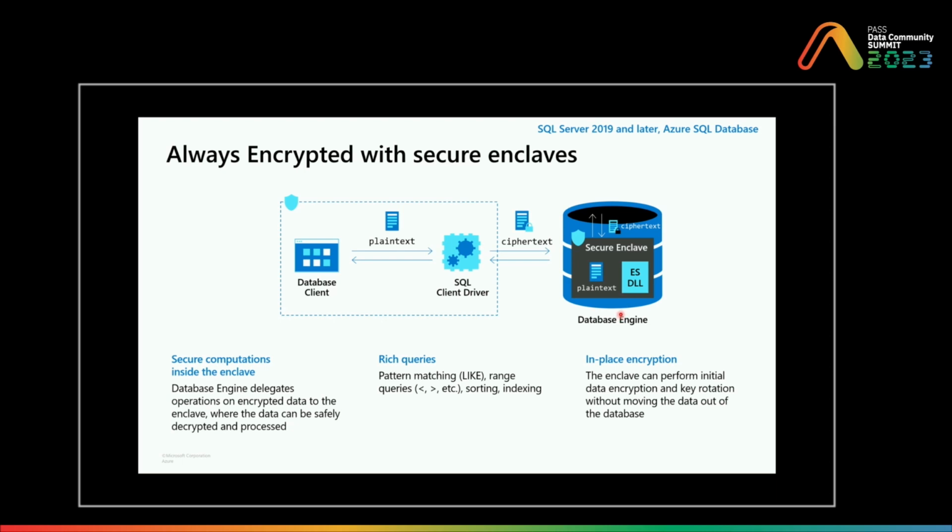Now, by leveraging that enclave, it means that we can get more flexibility, which means we can now do rich computation queries on encrypted columns. So in your where clause, instead of only using equality, you can now use like, larger than, smaller than. You can use in between. We can use an index on an encrypted column, which was previously not possible. And you can also do order by on an encrypted column.